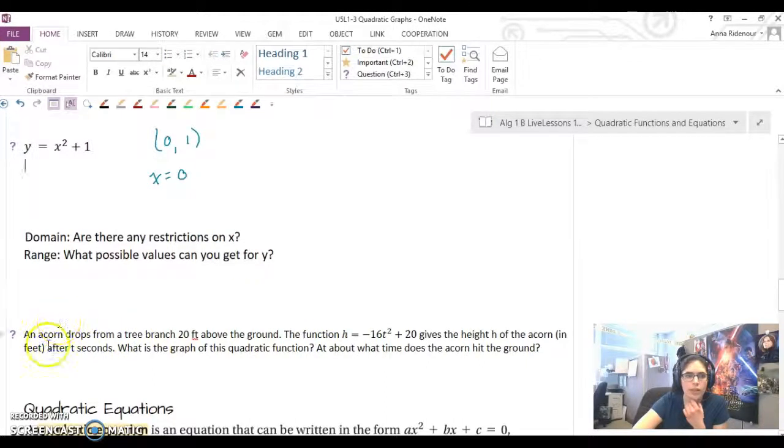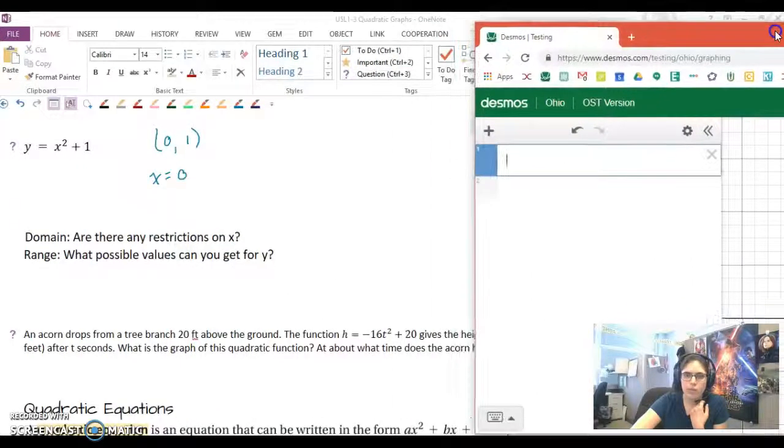So this one says an acorn drops from a tree branch 20 feet above the ground. The function h equals negative 16t squared plus 20 gives the height h of the acorn in feet after t seconds. What is the graph of this quadratic function? At what time does the acorn hit the ground? So in my handy dandy Desmos, I'm going to type this in.